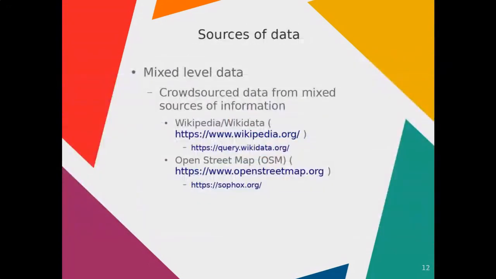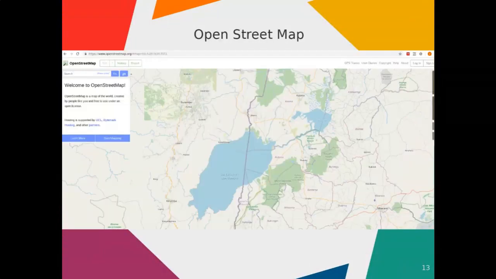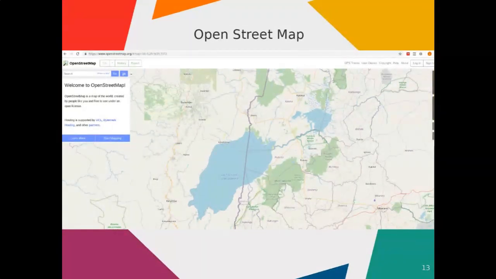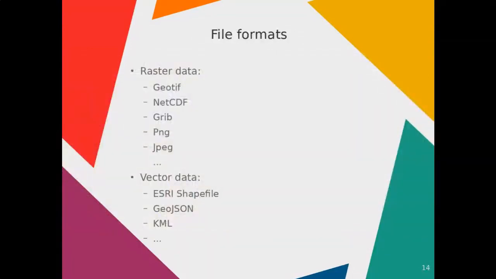Then there is mixed level data, which is basically crowdsourced, and it combines data on the global scale with data on the local scale. Here we can regard Wikipedia, Wikidata, and OpenStreetMap. These are two very famous data sources where you can find almost anything. And this is the interface of OpenStreetMap. If someone didn't see it, you can find all types of geographical objects on this map. Also, the database is freely available for download.